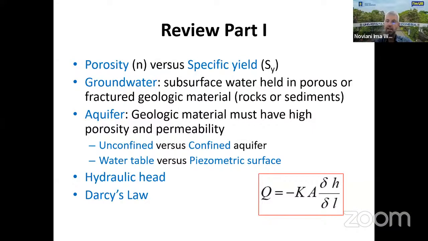The water level in a well in a confined aquifer we called a piezometric surface versus water table in an unconfined aquifer. These are important differences because in a confined aquifer you can have water under immense pressure and possibly even flowing out at the surface like in an artesian well. In an unconfined aquifer, the water table will only rise to the level where the hydraulic pressure is equal to the atmospheric pressure. We then went ahead and talked about what is the hydraulic head.